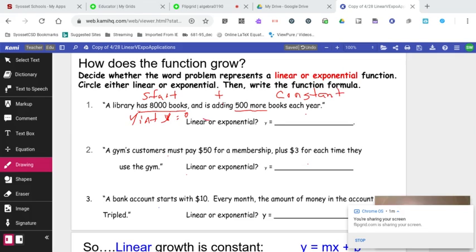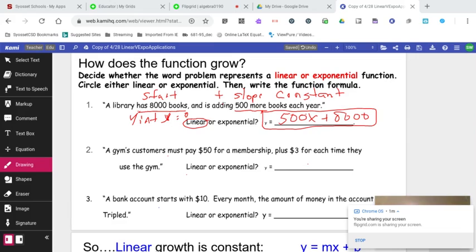This is clearly linear behavior. It has a slope, which is the constant rate of change. It has the starting point, which is the y-intercept. It has an equation of y equals mx plus b, or y equals 500x plus 8,000. Linear behavior.